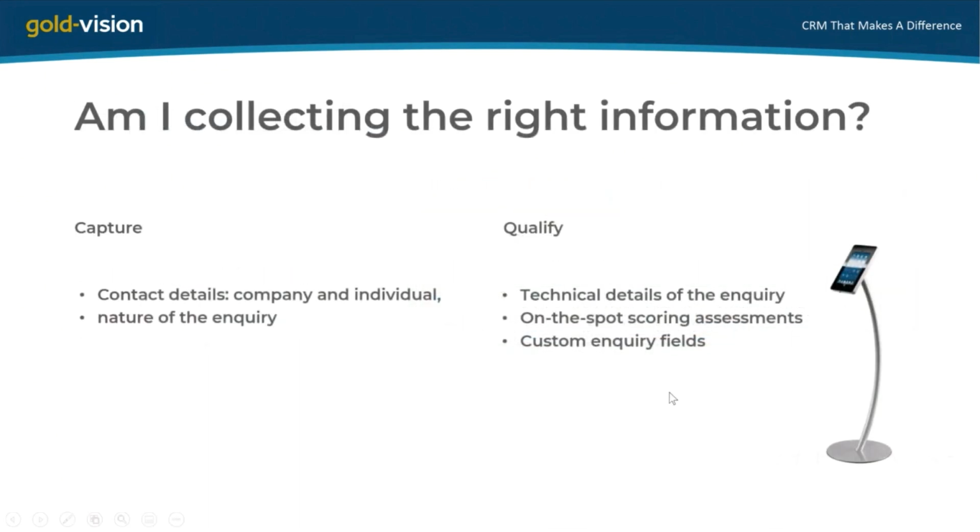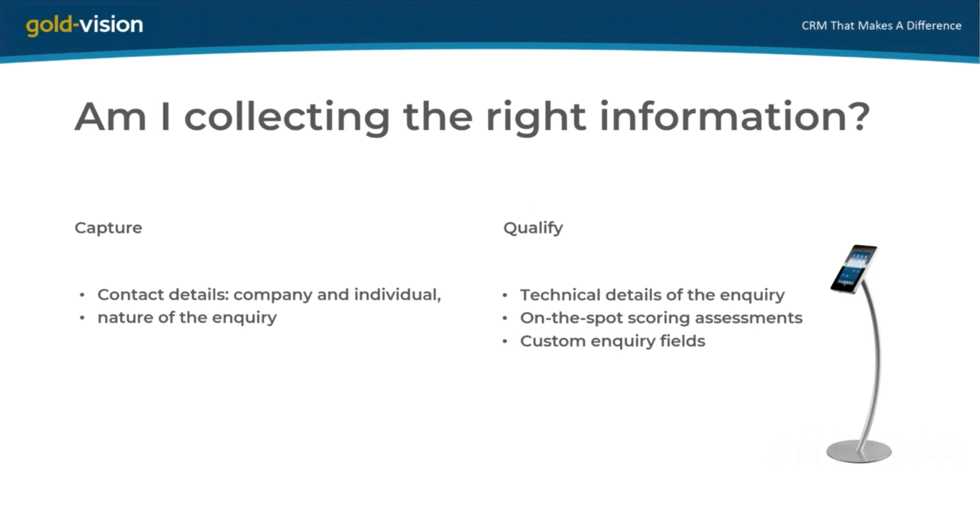You then want to ask yourself, well, am I collating the right information? First of all, think about capturing important detail. What's important to the business to be able to qualify this lead? Certainly fields like the company, the individual's details, maybe a job title, an email address, but also what's the nature of the inquiry. Try and capture as much detail as possible to allow you to qualify it effectively.